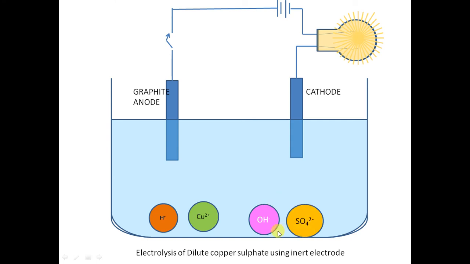So, again, dilute copper sulfate means more water, means more hydrogen and hydroxide ions, and fewer copper ions and sulfate ions. Therefore, on passing electric current, hydroxide ions, because they have more concentration, will move towards anode, and hydrogen ions, because they have more concentration, will move towards cathode. While copper and sulfate will not migrate towards anode and cathode because their concentration is very low as compared to hydrogen and hydroxide.